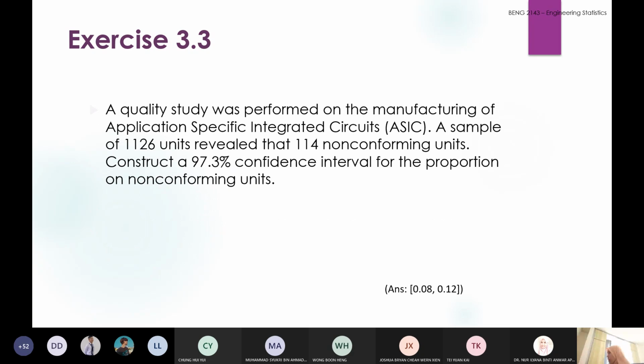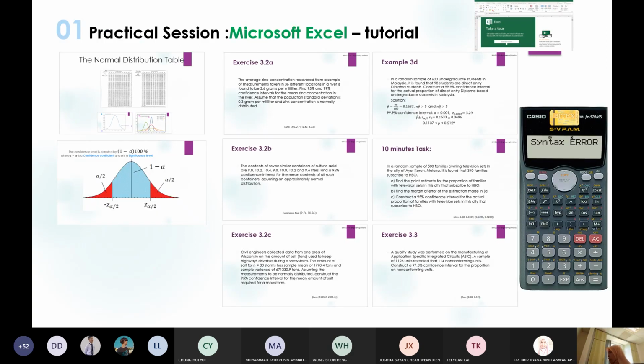We have a lot of exercises here that I want you to explore by yourself. Maybe we continue next week.